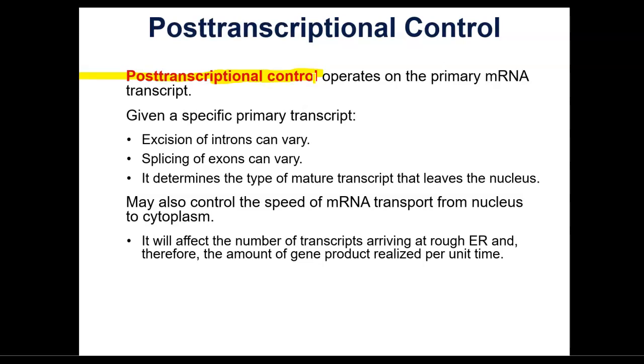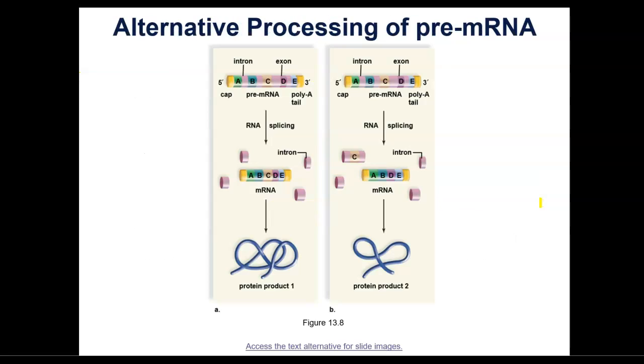The primary messenger RNA transcript, this is before any of the alternative messenger RNA splicing, what we call messenger RNA processing. So this will affect which introns are cut out, which exons are spliced together, and it can also control the speed of the messenger RNA leaving the nucleus. And any of that is going to control how much protein product gets made at a time, so the rate that the protein product gets made.